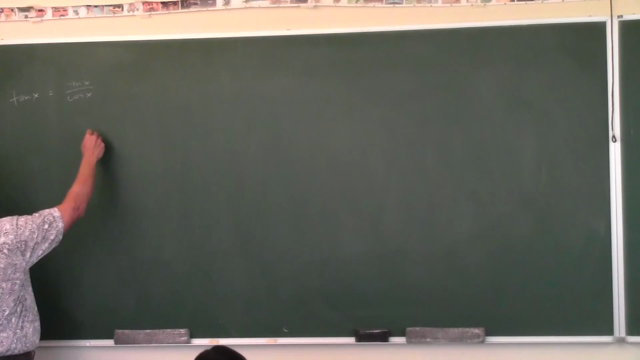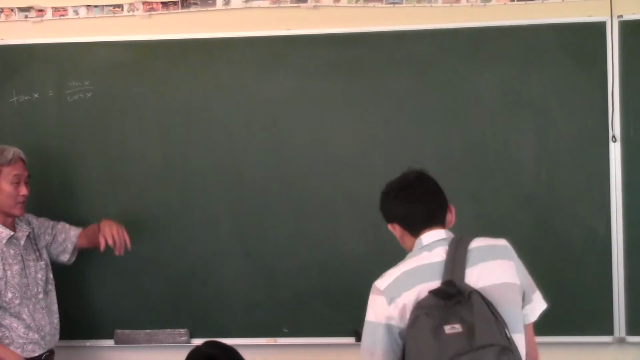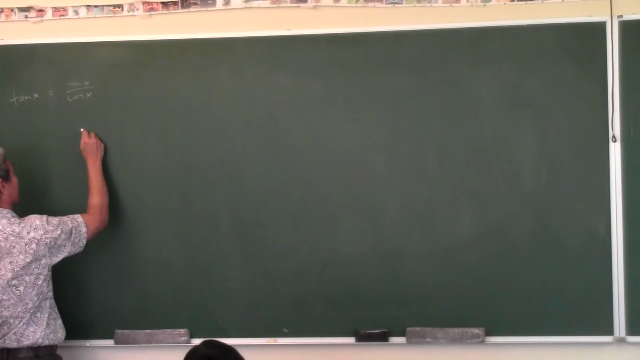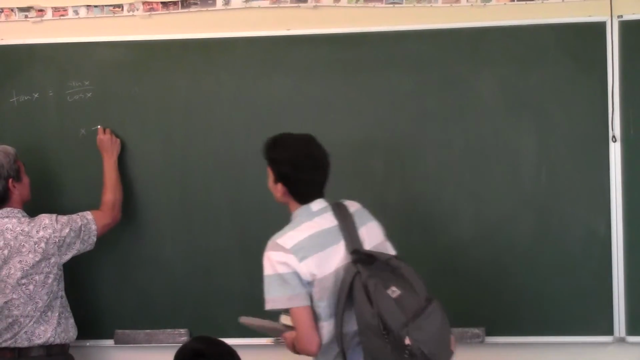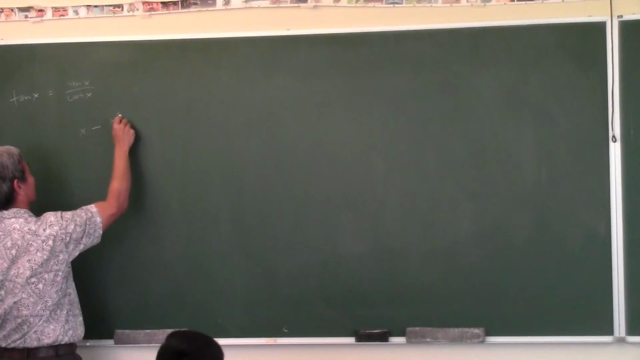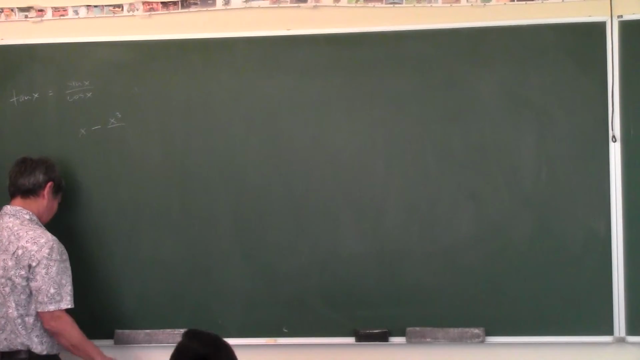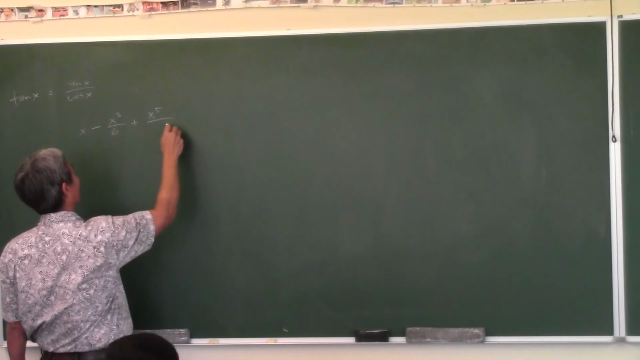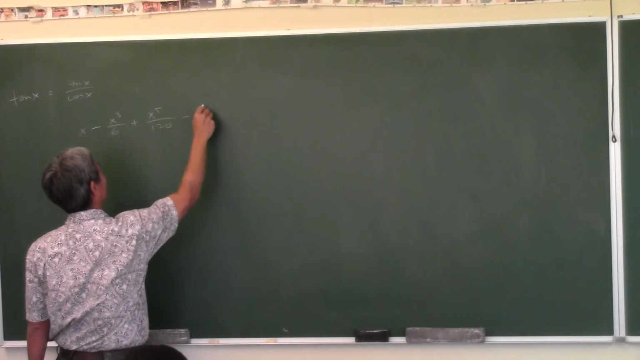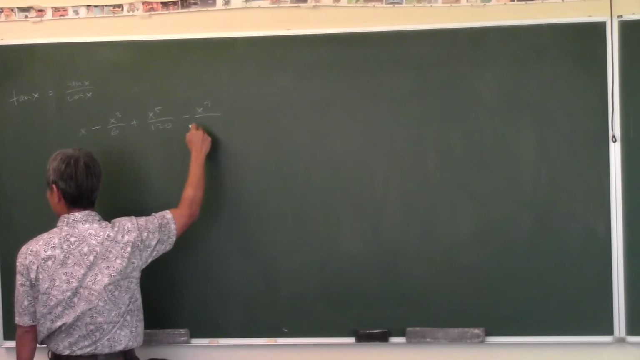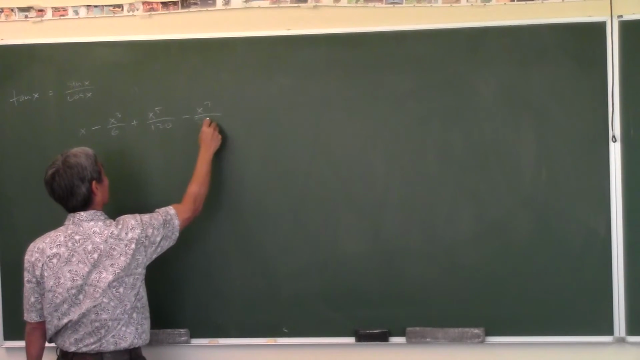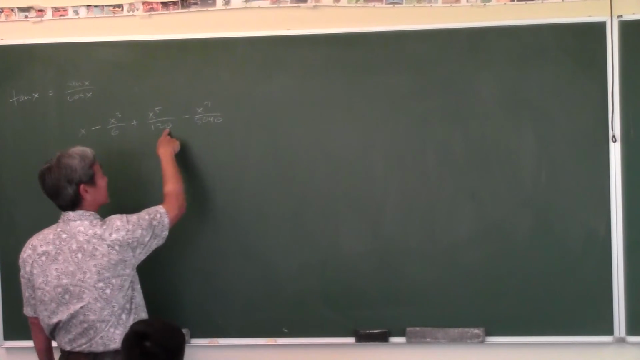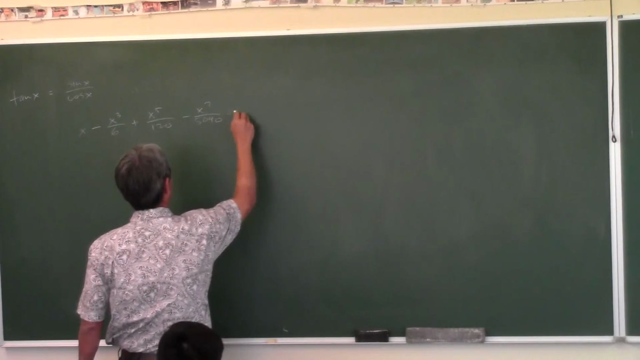Okay, what's the power series for sine? Let me call on somebody, since you gotta leave, as you're walking out the door. What's the power series for sine? X minus x cubed over 3 factorial, which is 6. Plus x to the 5 over 5 factorial minus x to the 7 over 7 factorial, which is 7 times 6 times 5 and so on. Plus dot dot dot.